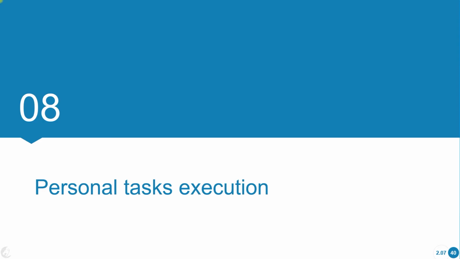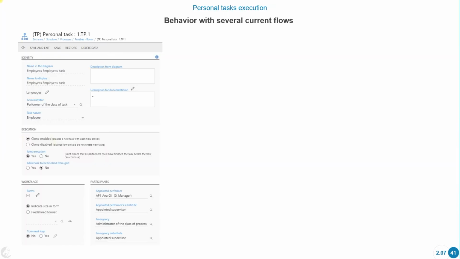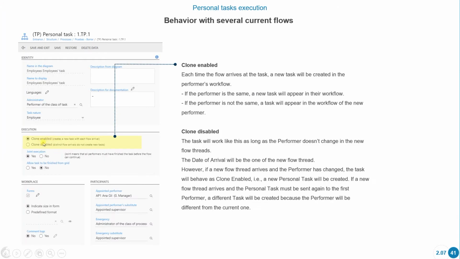Personal task execution. In this block, we are going to see the options in the execution section. We are going to see the options we didn't see when we learned about the personal tasks. First of all, we have these options, clone enable and clone disable. This is useful when a task has several inlets, when the task receives several current flows. So we can choose between those two.